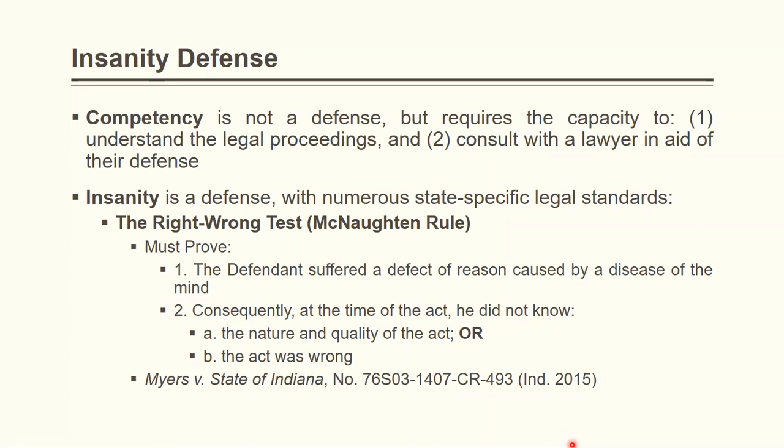Now, this is the hard one to prove. The nature and quality of the act, I mean, we can tell somebody's having a schizophrenic episode, like that's obvious, right? They're going to get insanity very easily because they do not understand the nature and quality of the act. But the right-wrong test is pretty hard.